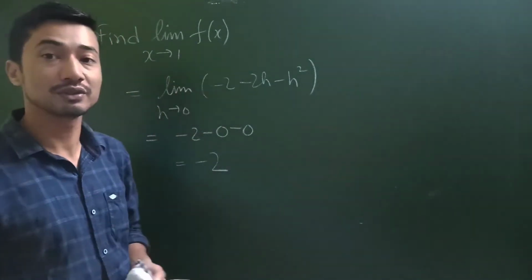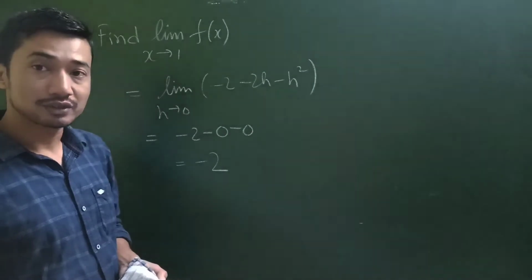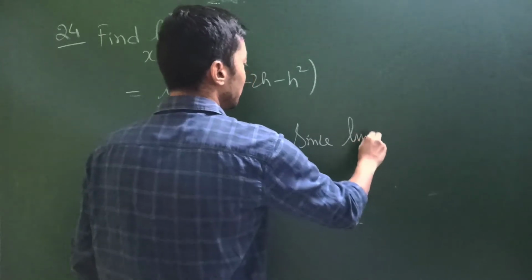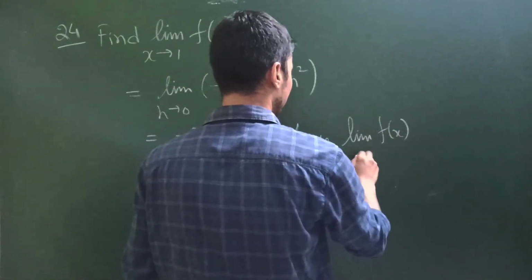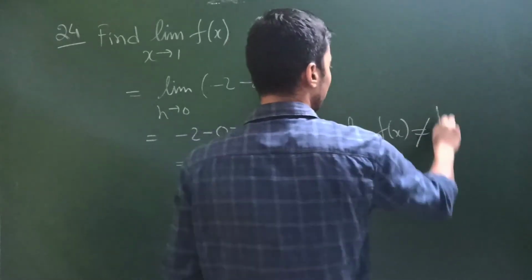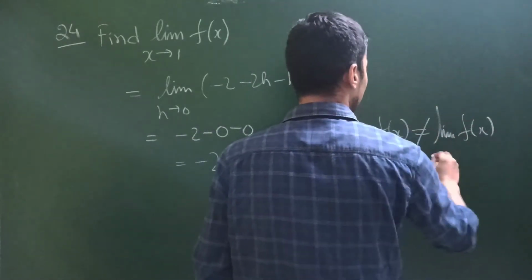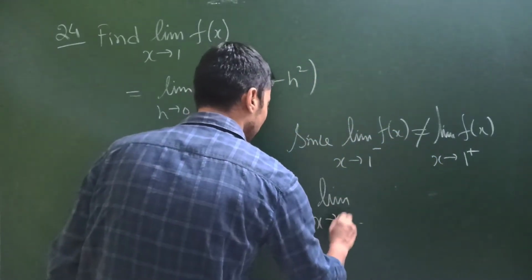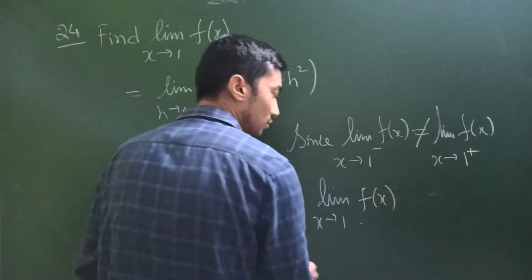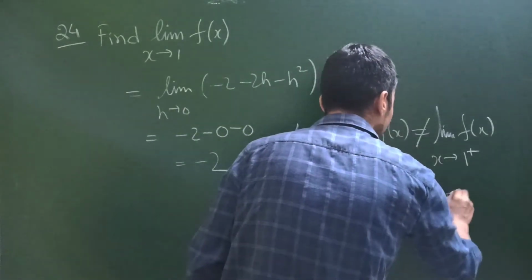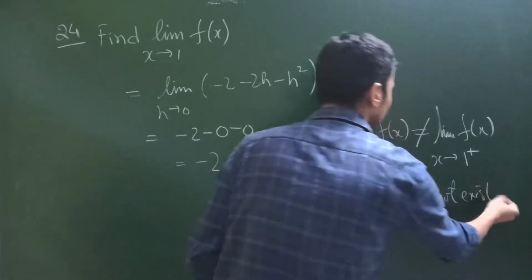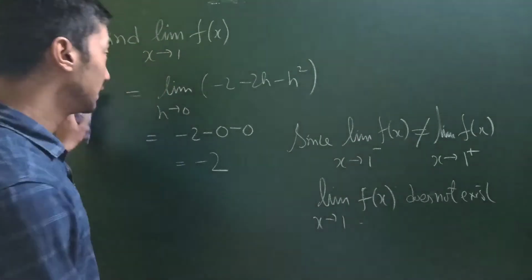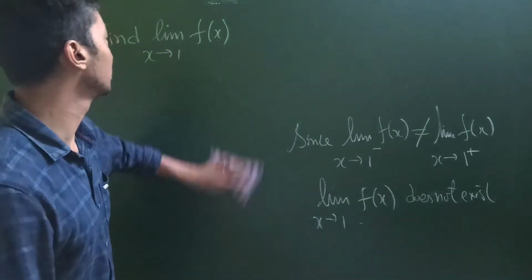So we cannot find the limiting value of the function as x tends to 1. Of course we can write: since the limiting value of the function as x tends to 1 from the left hand side is not equal to the limiting value of the function as x approaches 1 from the right hand side, the limit of the function as x tends to 1 does not exist. That means left hand limit and right hand limit combine together to give us the value of the limit. So it does not exist. Okay, so fine, that's done.